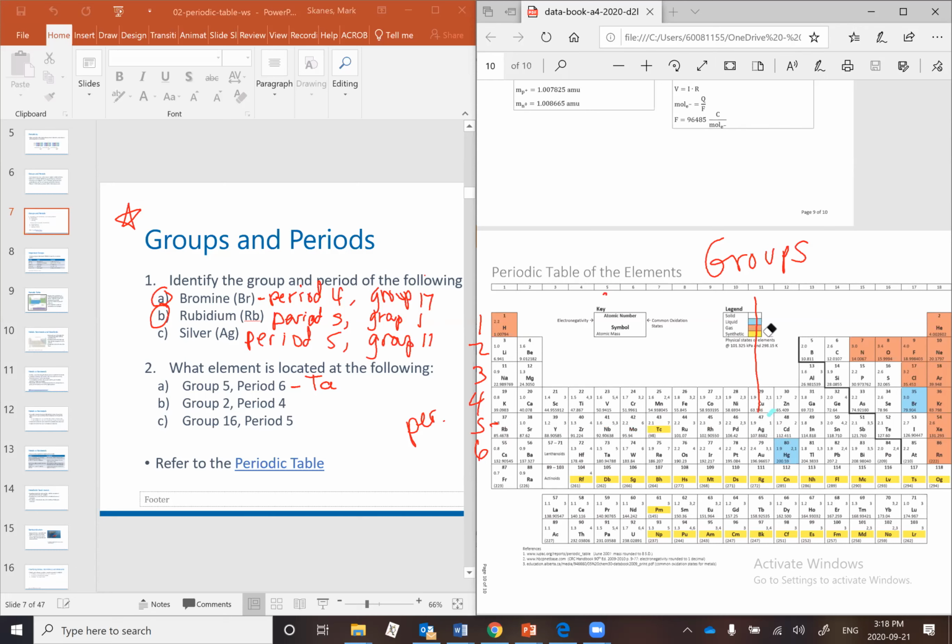So that's silver. And then let's look at A again. Well, let's look at all of question 2. So question 2, group 5, period 6. So group 5, go all the way down, period 6, TA. Okay, that's question A. So TA. B, group 2, period 4, calcium.